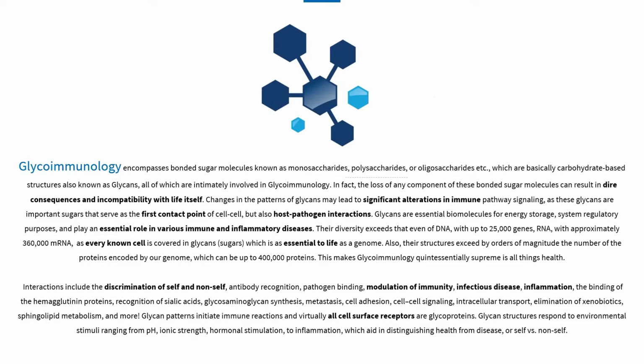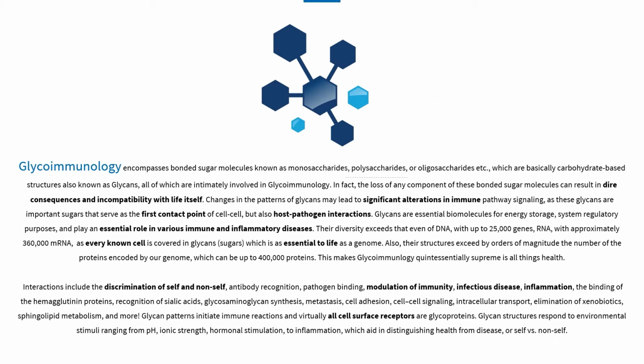So just what is this term called glycoimmunology? Glycoimmunology encompasses bonded sugar molecules known as monosaccharides, polysaccharides, or oligosaccharides, etc., which are basically carbohydrate-based structures, also known as glycans, all of which are intimately involved in glycoimmunology. In fact, the loss of any component of these bonded sugar molecules can result in dire consequences and incompatibility with life itself.